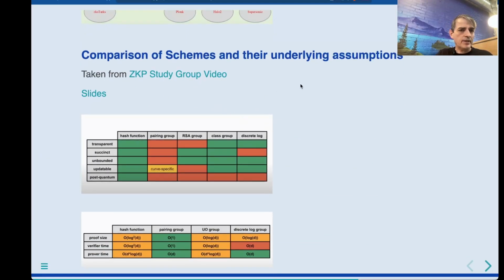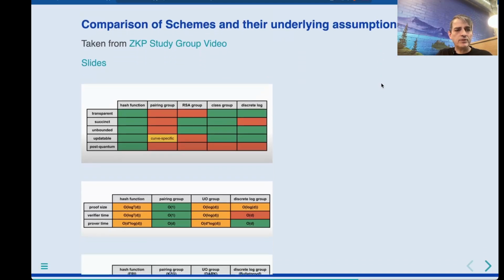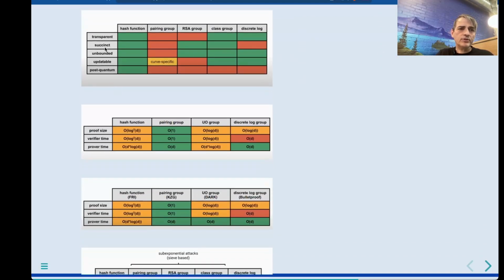There's a great ZKP study group video about these. But yeah, you've got the different types there showing some of the properties, how useful they are for the different types. And some of the common types, the hash function types, these are the ones that are used by Starks. The pairing groups, these are often the ones used by snarks. And they have advantages and disadvantages. So the Stark ones based on hash functions, they're post-quantum, for example. They would work even with quantum computers.